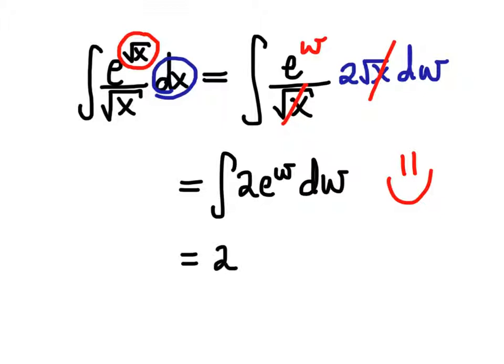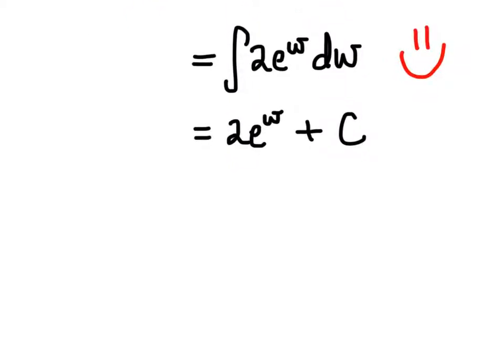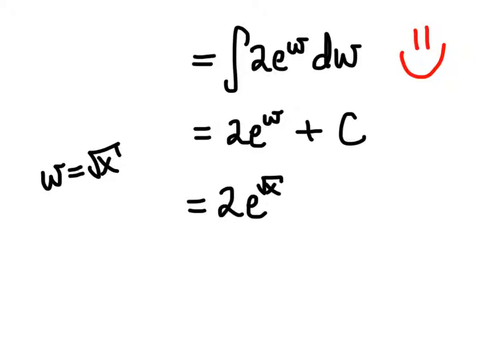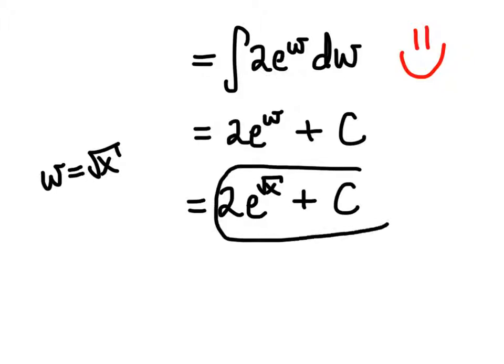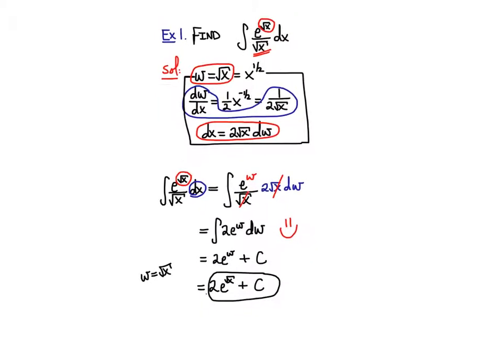And we all know that the integral of e to the w with respect to w is e to the w again, and we have our integration constant plus c. Alright, and the final step is to sub back in what we set w to be. W was the square root of x, so we plug that back in where we originally saw w in the final equation. And this would be our final answer for the integral of e to the square root of x divided by the square root of x.